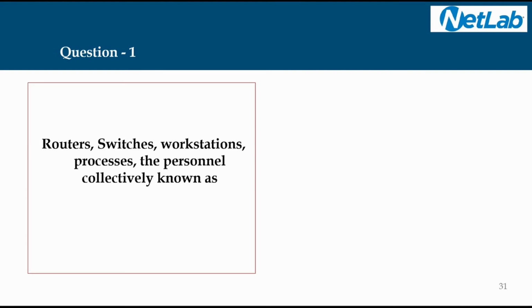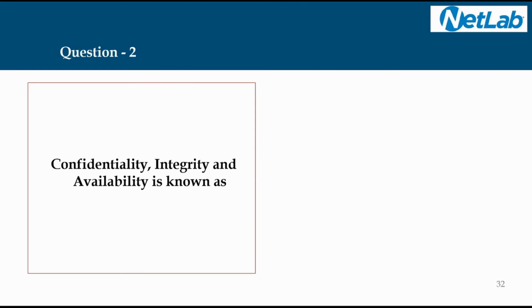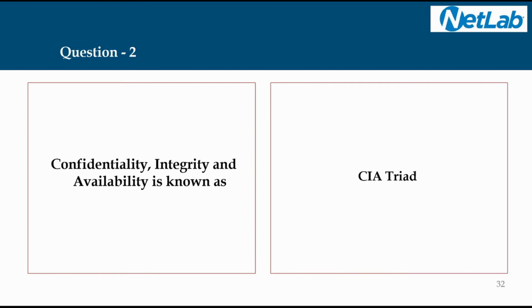Let's take up this concept challenge. There will be 5 questions, and after reading the question, you'll have to answer it. Question number 1. Routers, switches, workstations, processes and personnel are collectively known as what? What is the collective name? Information assets. Question number 2. Confidentiality, integrity, and availability is known as the CIA triad.